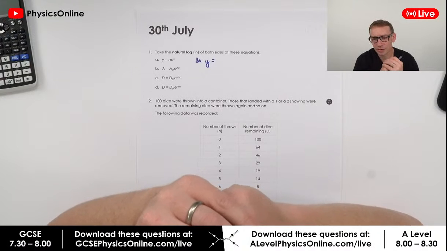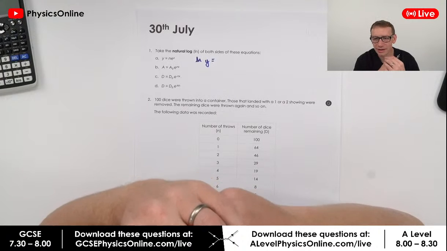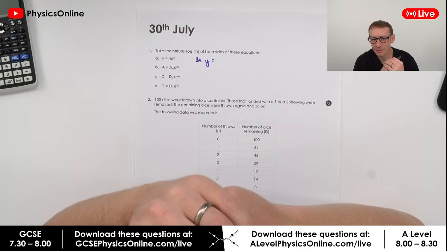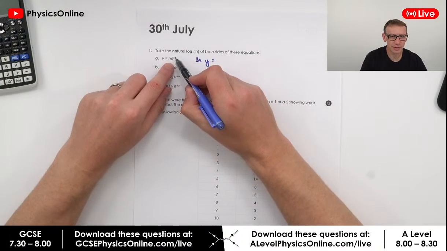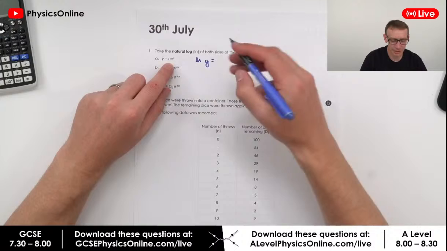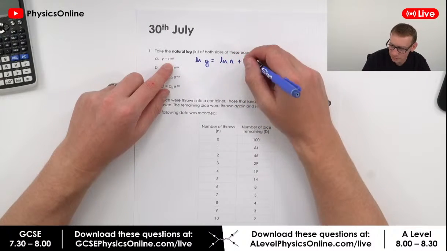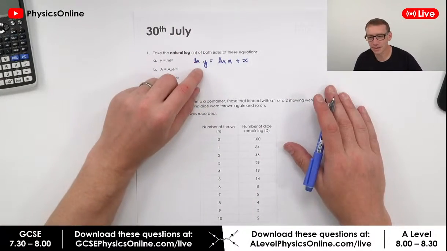ln is natural log. Yes, it is. So we've got ln n plus x. Yeah, ln y equals ln n plus x. I think people have got the right idea here. Because we're going to take the natural log, we're going to bring the x down, and then we're going to add the natural log of n to x. So first of all, that one there is a very mathematical thing.